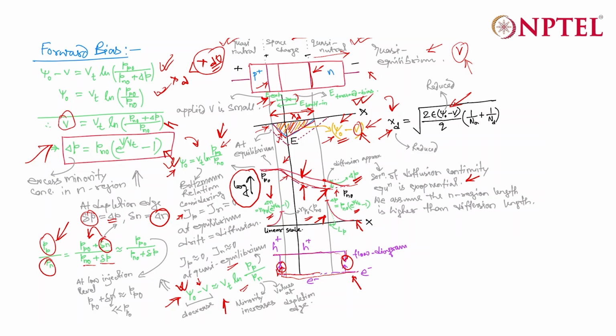So you can do it at home. The expression will come as delta P is equal to Pn0 whole into e to the power V by Vt minus 1. Now you can see that the excess minority carrier has an exponential relation with the applied voltage. Delta P is nothing but the excess minority concentration in the N region. So the excess minority carrier concentration has a relation with the applied voltage, and that is exponential.